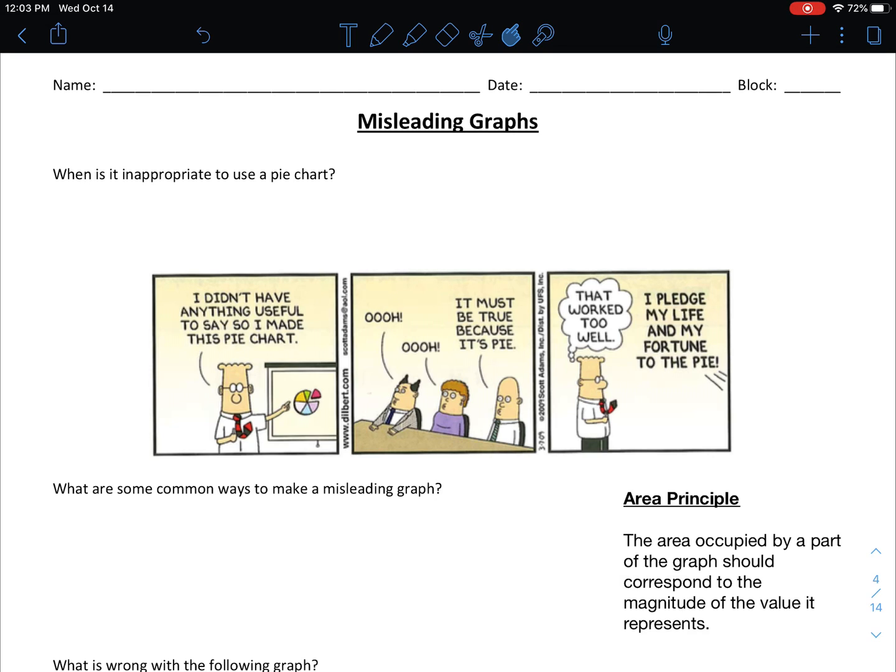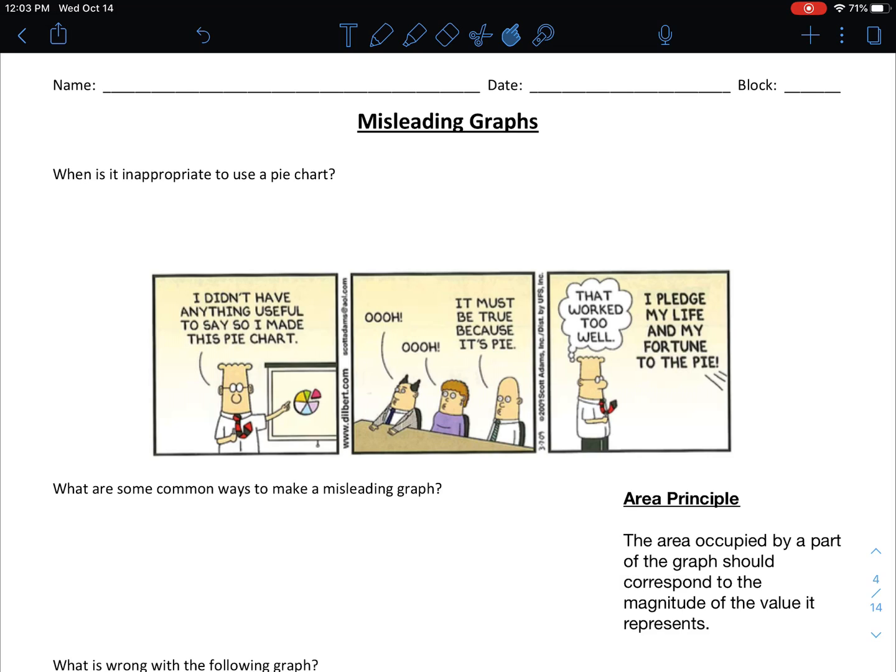All right, in this video's lesson, we're going to be talking all about some of the ways that graphs can be misleading. And this is really an important section. In fact, it's one of the most important sections because not only is it important to know how to make a graph, but also to be able to identify when a graph is not telling the whole story.